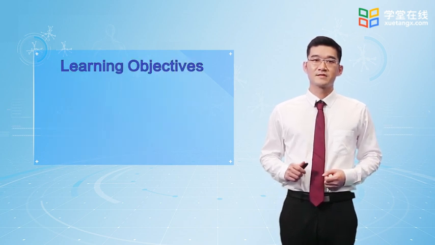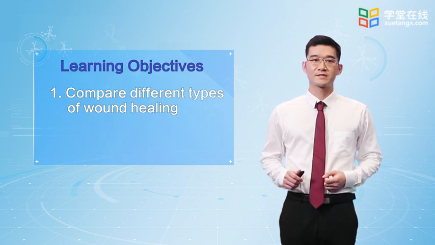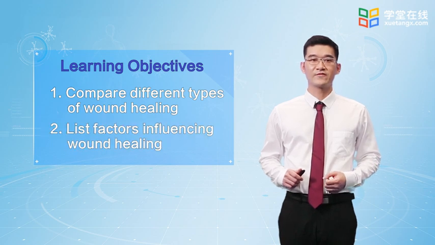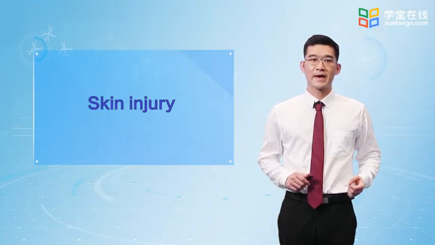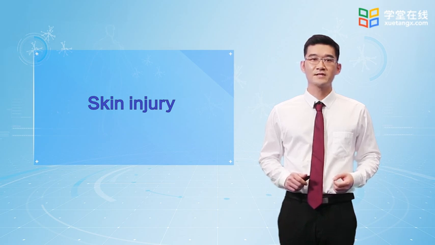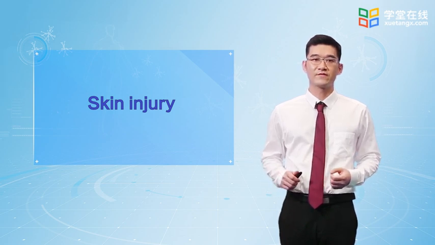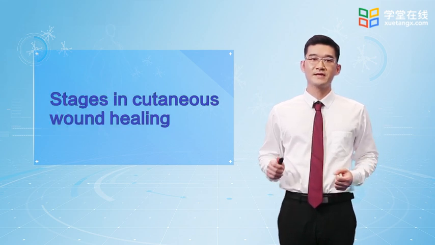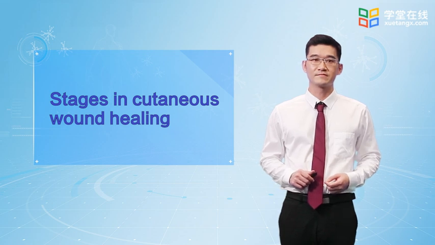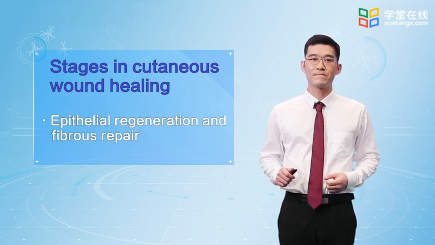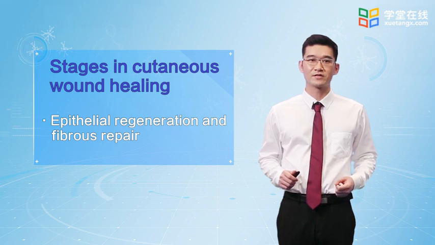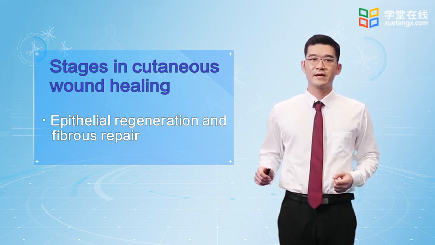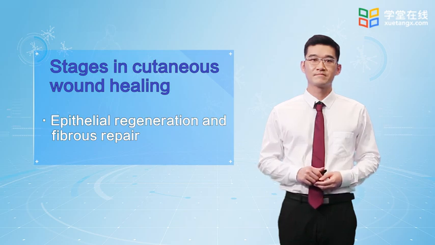After this class, students should be able to compare different types of wound healing and list factors influencing wound healing. Injury to the skin, both traumatic and therapeutic, is common and clinically important, so it deserves further consideration as a special topic. Now, we shall discuss the basic stages in cutaneous wound healing. This is a process involving both epithelial regeneration and fibrous repair. Skin wound healing will go through the following major phases.